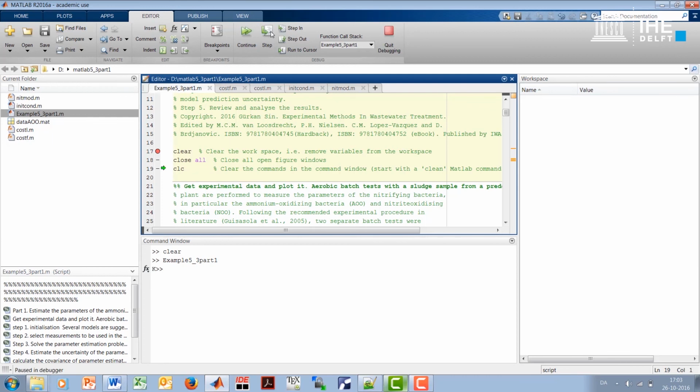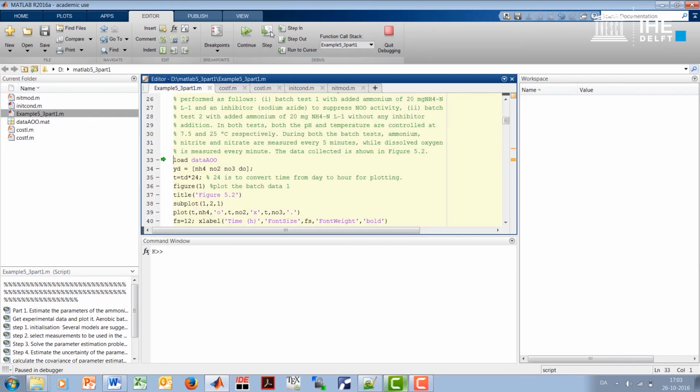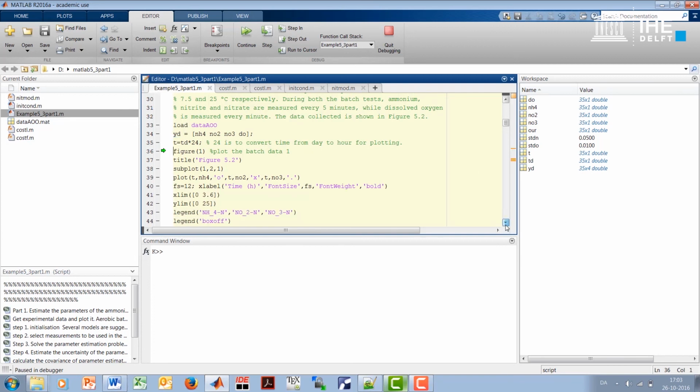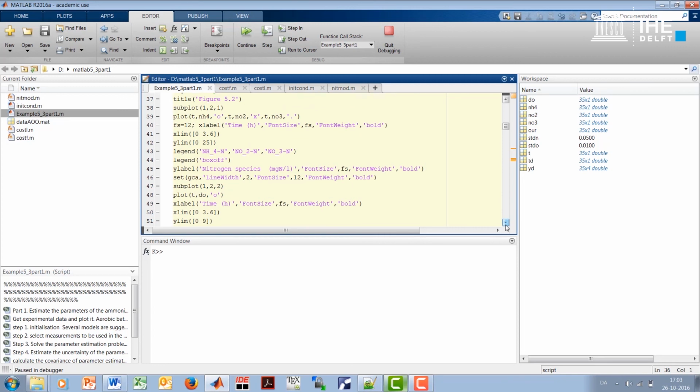Next, the experimental data is loaded and reviewed by plotting. The experimental data contain the measurements for ammonium, nitrite, nitrate and dissolved oxygen. Now the results are plotted and saved as figure 5.2.